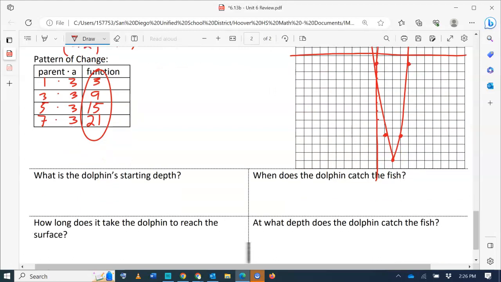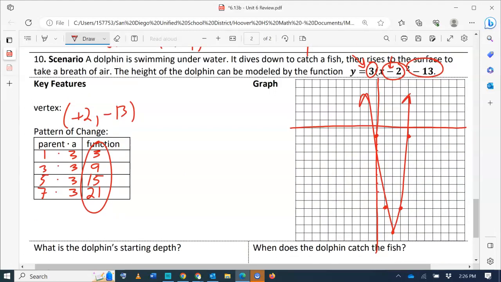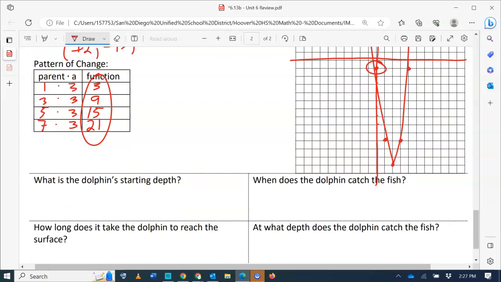Okay, I've got a half minute to answer these last questions. What is the dolphin's starting depth? That would be right here, -1. When does the dolphin catch the fish? It would be here, 2 seconds. How long does it take the dolphin to reach the surface? So the surface will be right there. We actually need to find the x-intercept for that, which I did not do, but we did that above. At what depth does the dolphin catch the fish? It would be at 13 feet down. Okay, and this answer will be 1, 2, 3, 4, just over 4. 4 and something. All right, math time.